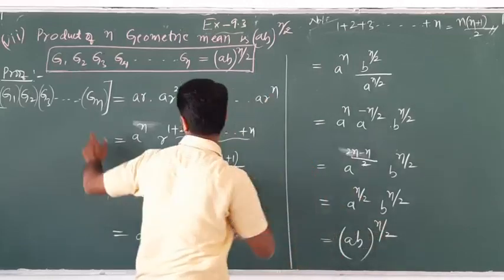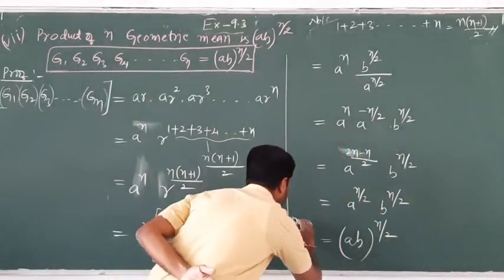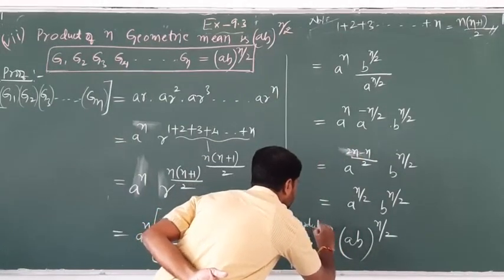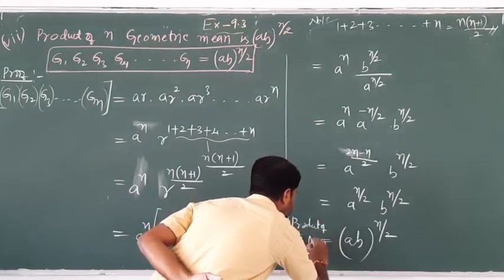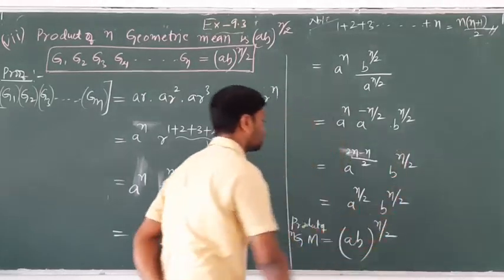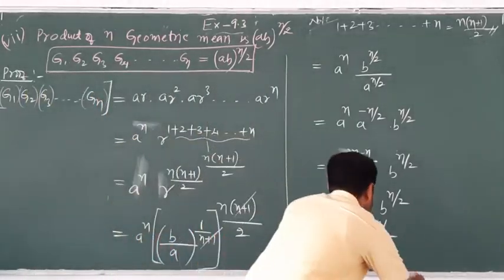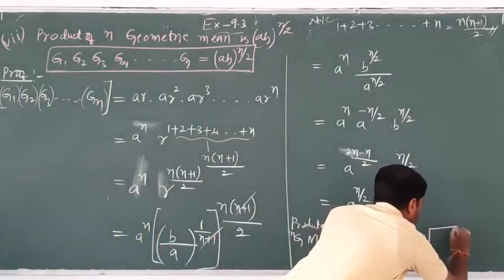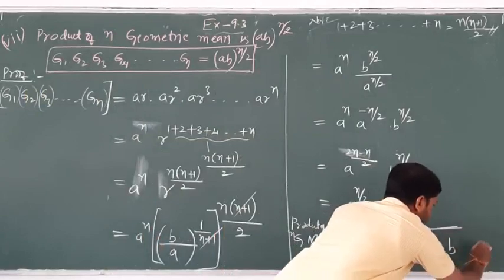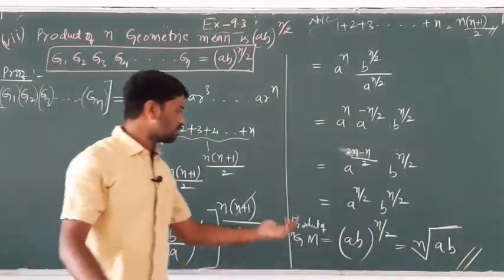Therefore the product of the n geometric means is (A into B) whole power of n by 2, or nothing but the nth root over A into B. It's one of the very important concepts.